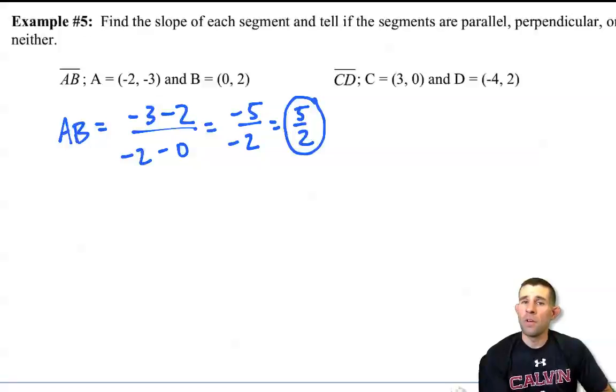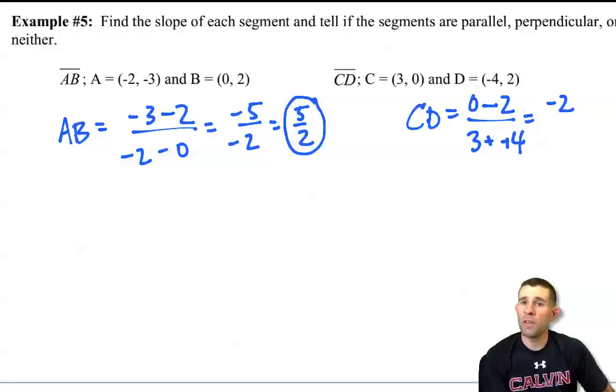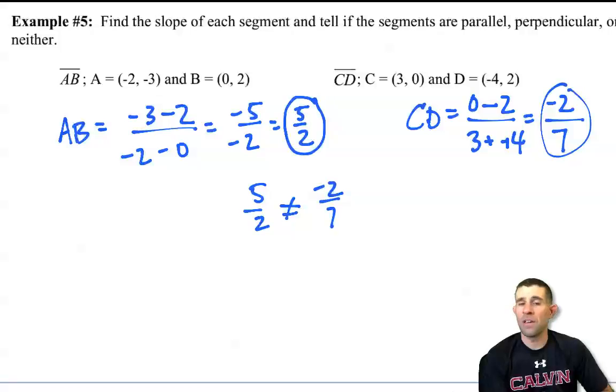5/2. All right, in CD, now we're going to take the difference of our y's here. So we'll say our slope for CD is equal to 0 minus 2 divided by 3 minus a negative 4. So this will simplify to negative 2, and this becomes plus a positive. That's negative 2 over positive 7. So that gives us a slope of negative 2/7. Now, 5/2 is not equal to negative 2/7. And therefore, they are not parallel to each other.